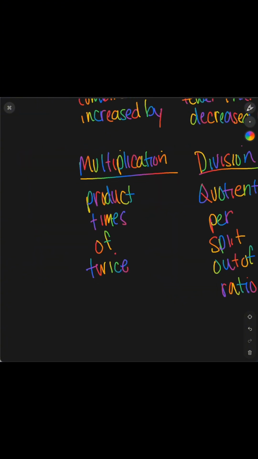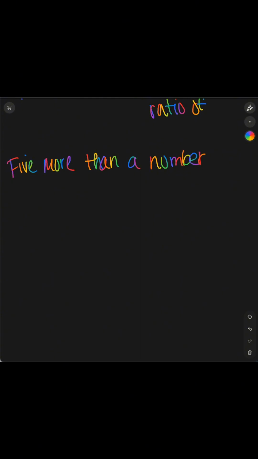So for example, let's write out 5 more than a number. So when we are translating, I like to underline and circle. I like to circle the words that will tell me the operation, whether it's addition, subtraction, multiplication, or division. We know more than, that's addition words. And then 5 more than a number.